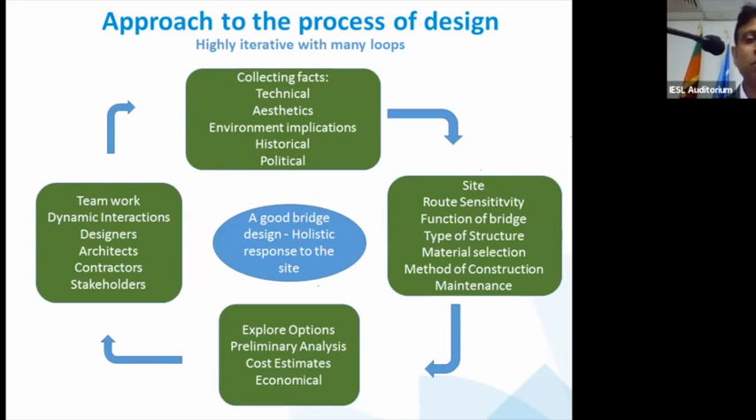You can say top one. You need to gather facts. There may be technical constraints, aesthetic constraints, requirements. It can be political or historical, right? Then you go to the next box, which is you need to go and look at the route sensitivity, function of the bridge, what material you choose, what method of construction you should adopt, and things like that.